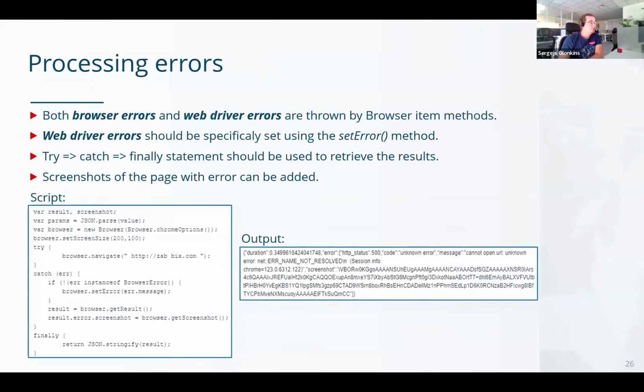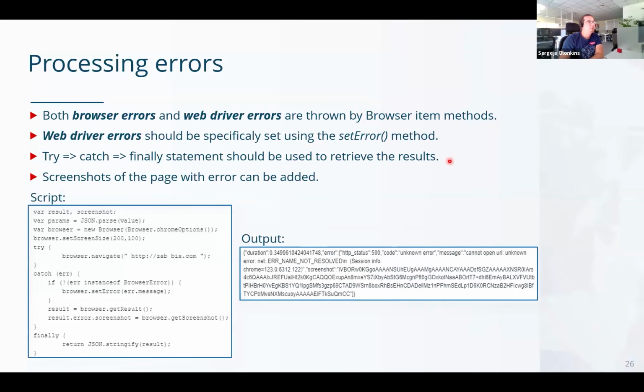I would also like to draw your attention to how the errors are being processed, because during your script execution, you will definitely encounter some errors. The browser item is capable of processing two types of errors. These are the browser errors, which are automatically written into the result object once you create such an object. And secondly, these are the WebDriver errors. For WebDriver errors, you need to specifically catch the error using the setError method.